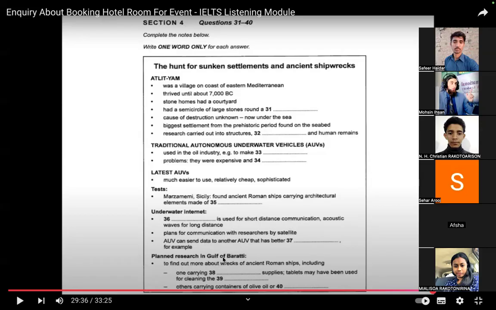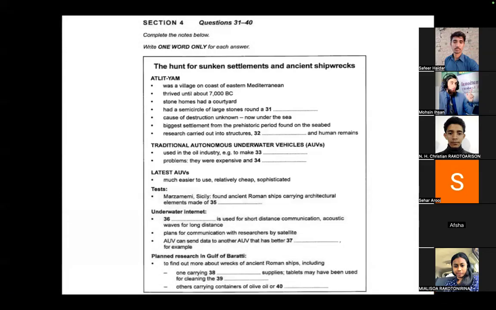Yeah. Next, planned research in Gulf of... The site where they're going to be deployed is the Gulf of Baratti off the Italian coast. In 1974, a 2,000-year-old Roman vessel was discovered here in 18 metres of water. When it sank, it was carrying medical goods in wooden or tin receptacles. Its cargo gives us insight into the treatments available all those years ago, including tablets that are thought to have been dissolved to form a cleansing liquid for the eyes.